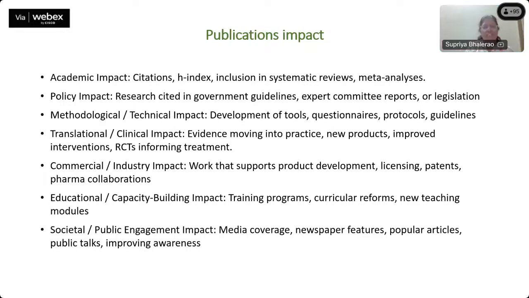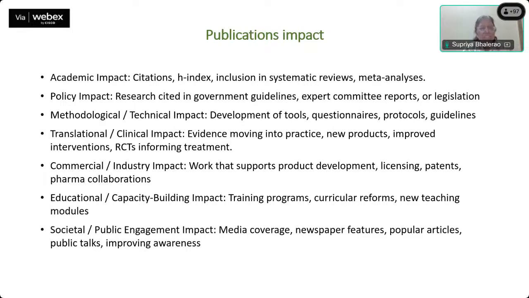That is something which has to be measured. New products, improved interventions, or some clinical trials informing the treatment. This is a translational or clinical impact. Then commercial or industry impact. You might have heard a term like technology transfer, data transfer. So this is related to commercial or industry impact, where the work supports some product development, licensing, patents, pharma collaborations.